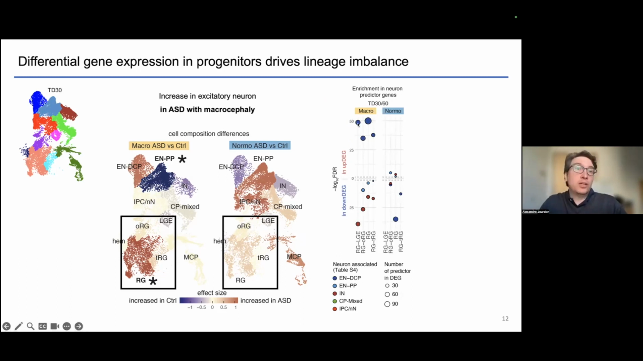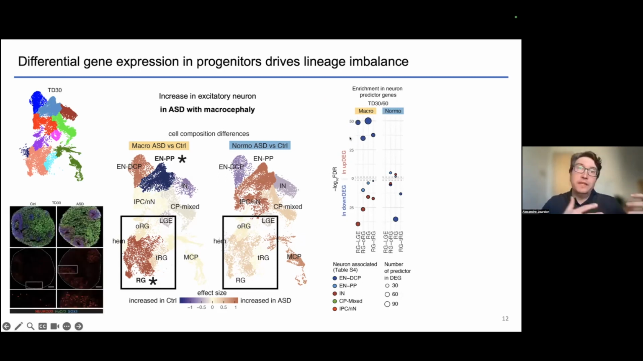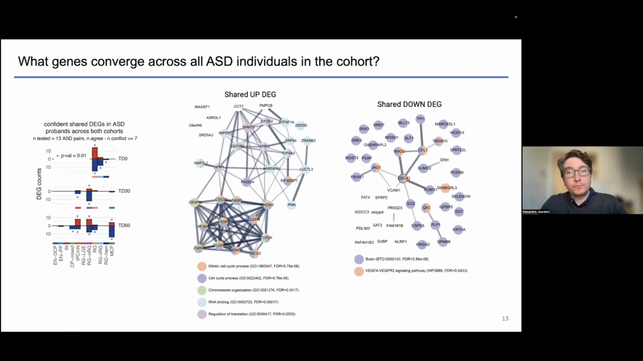And notably in macrocephalic, there is an increase in genes predicting excitatory neuron production inside all the different progenitors that were identified. It's something we also validated with immunostaining, showing an increase in proteins associated with neurogenesis of the cortical plates in ASD compared to their controls in the most striking families.